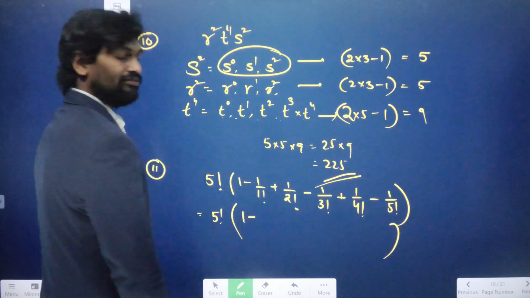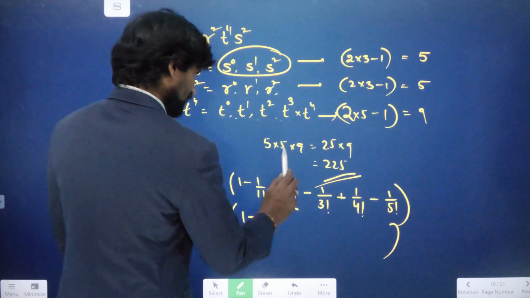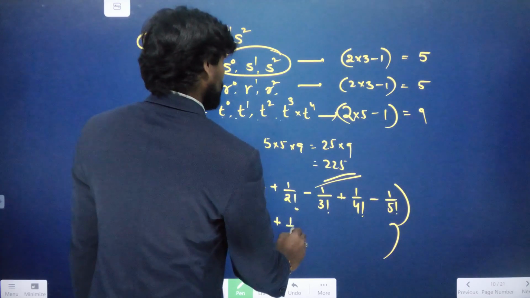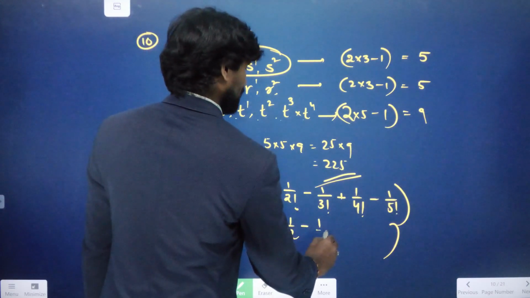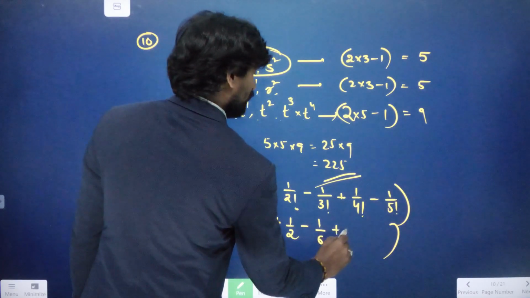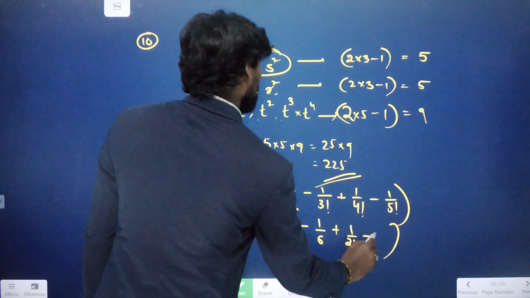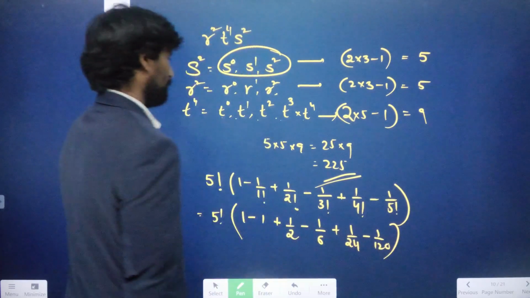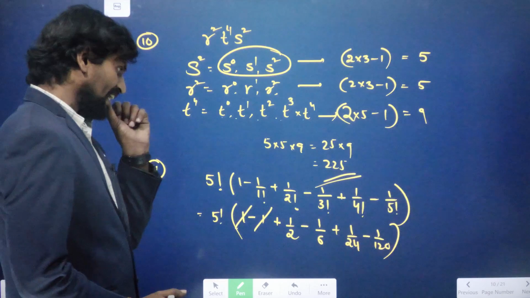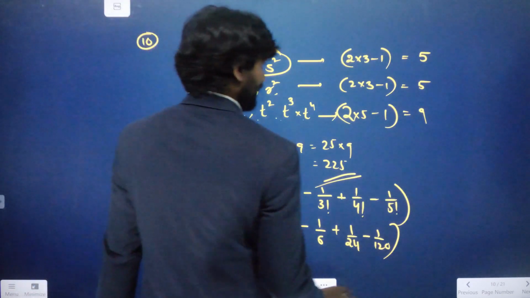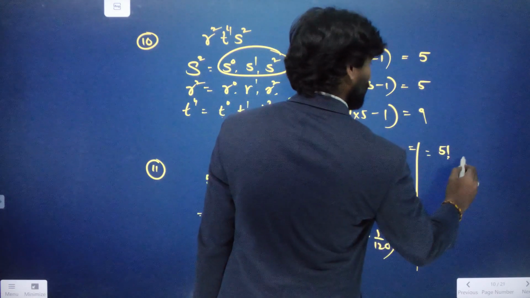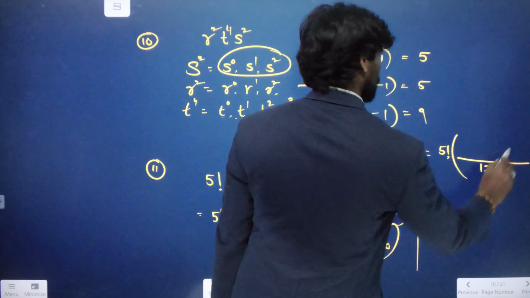1 minus 1 by 1 factorial; 1 factorial means 1 only. 1 minus 1, sorry, plus 1 by 2 factorial means 1 by 2 itself, minus 1 by 3 factorial means 1 by 3 into 2, that is 1 by 6, 4 factorial value 24, 5 factorial value 120. So plus 1 minus 1 can be cancelled. So for the remaining we can take LCM as 120. That is equal to 5 factorial by LCM 120.